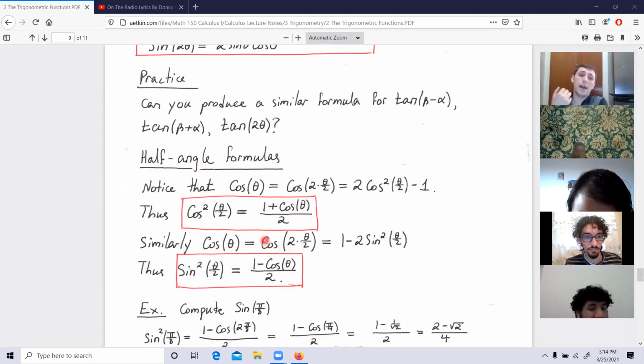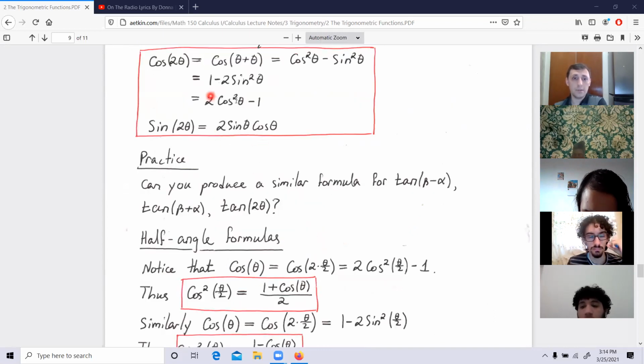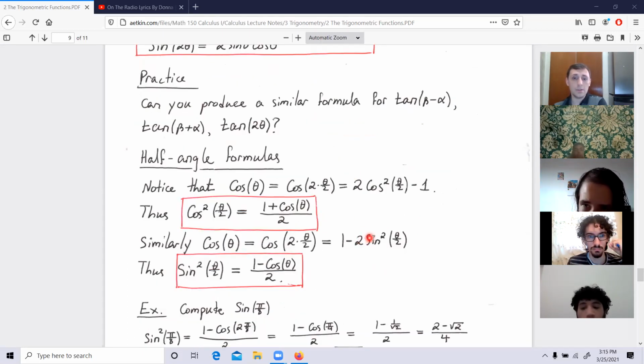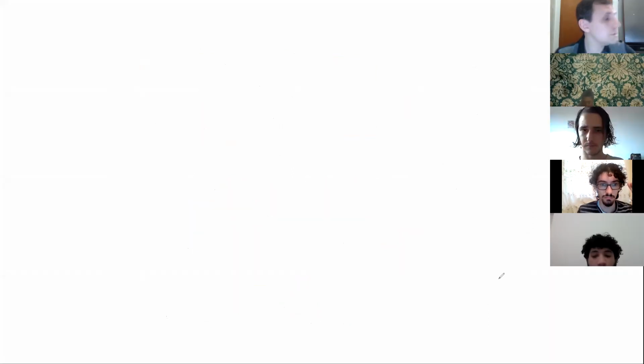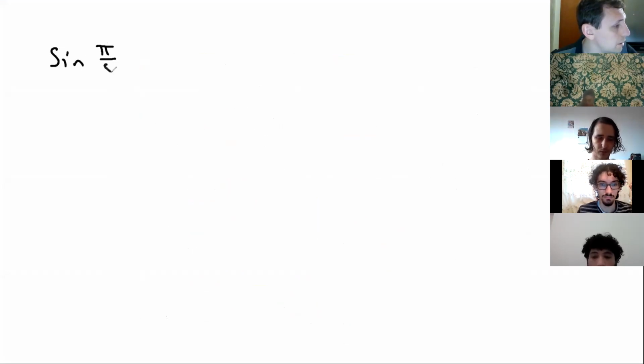Similarly, I can get a half angle formula for sine. I can say cosine of theta is also cosine of 2 theta over 2, which is equal to, I'm using now the second formula, right? This one, the first formula, sorry, this one, right? So I would say 1 minus 2 sine squared theta over 2. Converting it, you get sine squared of theta over 2 is 1 minus cosine of theta, over 2. Now let's see how that's useful. Please tell me what is the value of sine of pi over 8.